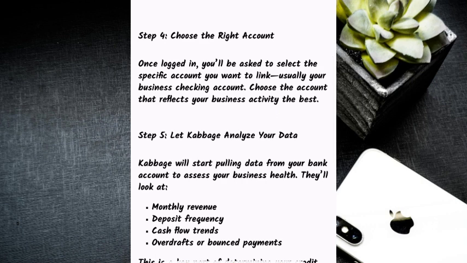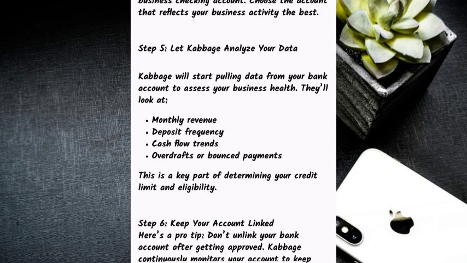Step 5, let Kabbage analyze your data. Now Kabbage will start pulling data from your bank account to assess your business health. They're going to look at monthly revenues, deposit frequencies, cash flow trends, and overdrafts or bounced payments. This is a key part of determining your credit limits and eligibility.